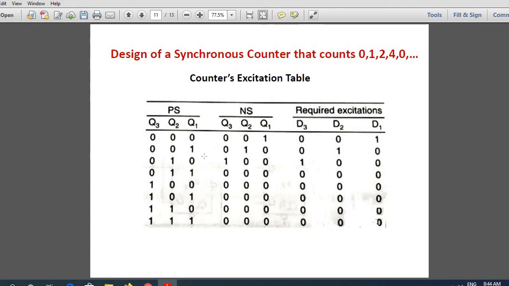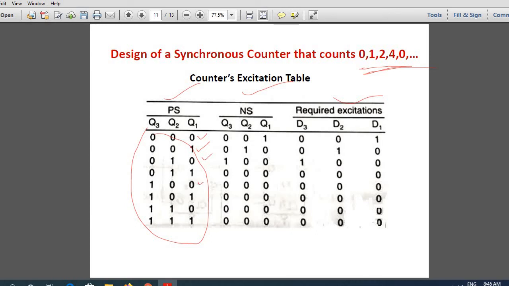So look here, what all do we need? Present state, next state and required excitations. So for present state, you write all the states, but consider them separately. See the valid states here, 0, 1, 2, 4. So this is a valid state, 0. This is a valid state, 1. Then 2, this is a valid state, and 4. This is a valid state.